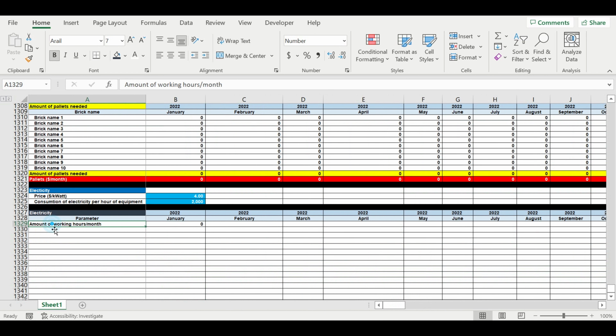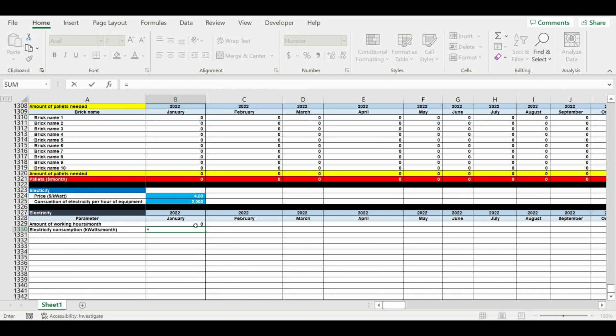Then the next is electricity consumption, kilowatts per month. So I will take the amount of hours and multiply it by the consumption per hour.